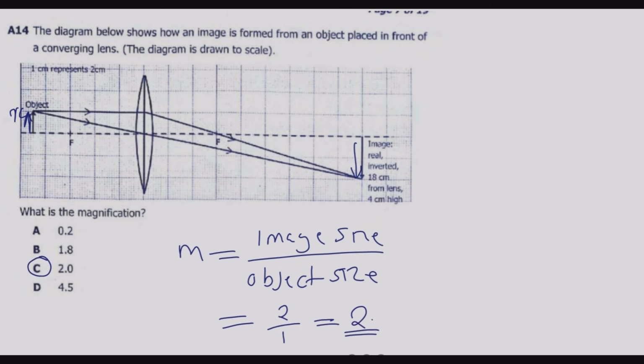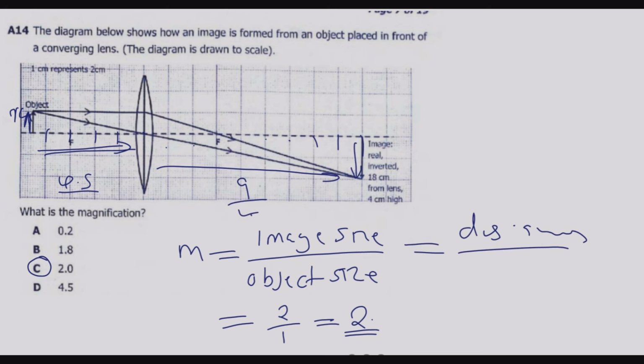Alternatively, you could measure the distance of the object from the optical center, and also the distance of the image from the optical center. From here we have 1, 2, 3, 4, so 4.5. Then from here is 1, 2, 3, 4, 5, 6, 7, 8, 9, so 9. So the distance of image from optical center over distance of object from optical center is 9 over 4.5, which is again 2. Those are the two options that we can use to find the answer.